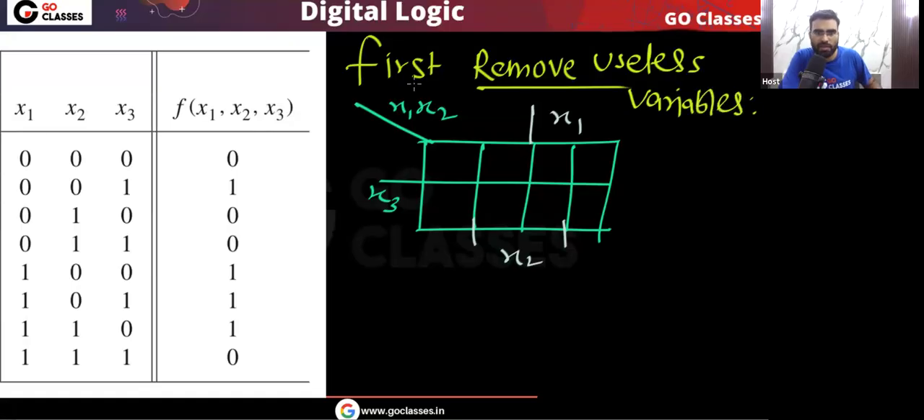Is there any useless variable here? A student is asking, removing useless variable means minimize. Actually, when you minimize, all the useless variables will be gone. After minimization, the variables which remain are useful variables, right? A student is asking, what is a useless variable? A useless variable means the function does not depend on that variable.